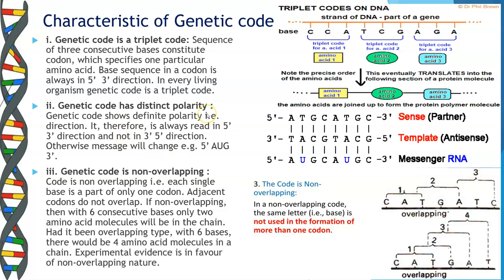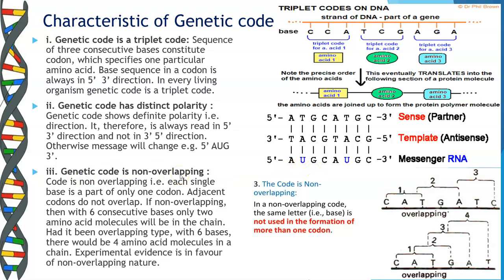Now the code has a distinct polarity. It is always read in the 5'-3' direction and not in the 3'-5' direction, otherwise the message will change. For example, in the 5'-3' direction, the first thing that comes at the 5' end is AUG.